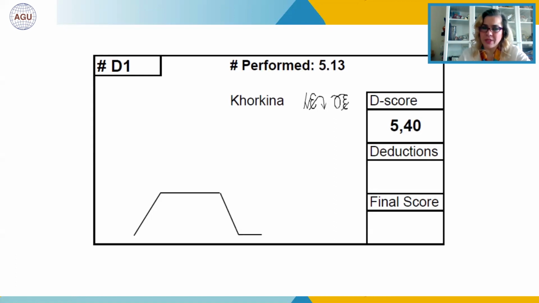So it was Khorkina vault, named by the gymnast Khorkina from Russia, which is from group 5, number 513, which is round off, flick flack with half turn off on the table, and then followed by salto forward tuck, 1.5 twist, and the D score is 5.4.